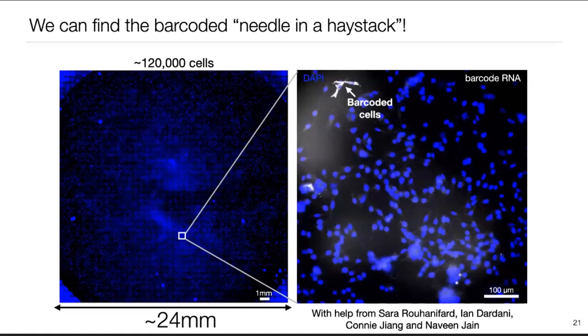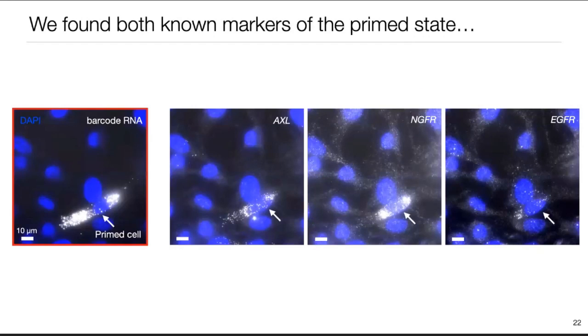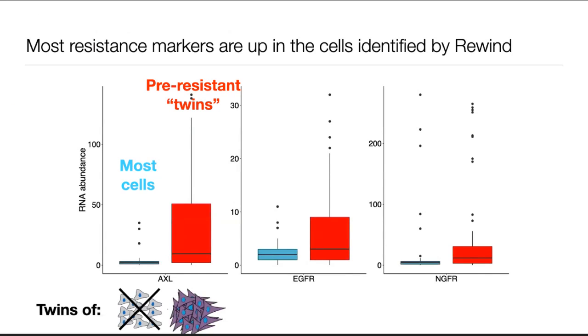But I am pleased to report that after a large amount of optimization, Ben was able to find these essentially needle in a haystack cells. You can find these very rare barcoded cells in fields of many hundreds of thousands with high sensitivity and specificity. And they express the markers that we've come to know and love. So, AXL, NGFR, EGFR, and a host of other markers that we were able to discover through sequencing that I won't talk about. But basically, you label this barcoded cell and you can find these other markers co-expressed in that same cell. And you can quantify this pretty nicely. So here's again AXL, EGFR, NGFR, the y-axis is the number of RNA. Most cells on the dish have very low levels and the pre-resistant twins have very high levels.